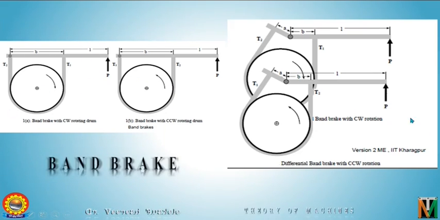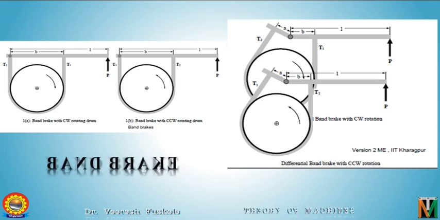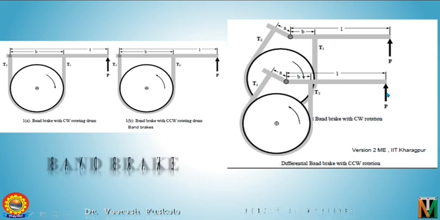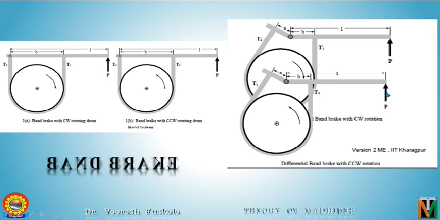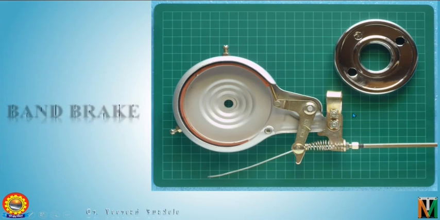This is again the same example. This is the differential band brake. In a differential band brake, the tight side of the band is connected to a lever from the pivot, on the opposite side of the actuating force. In this case, the moments of the actuating force and the tight tension act in the same direction, which helps in reducing the magnitude of the actuating force or power consumption. So a differential band brake requires less power to operate. This is basically an example of a differential band brake.